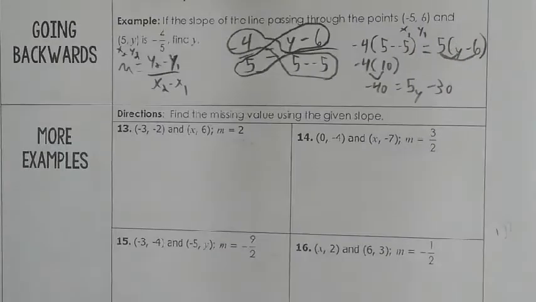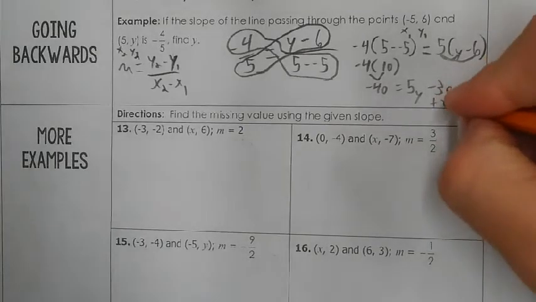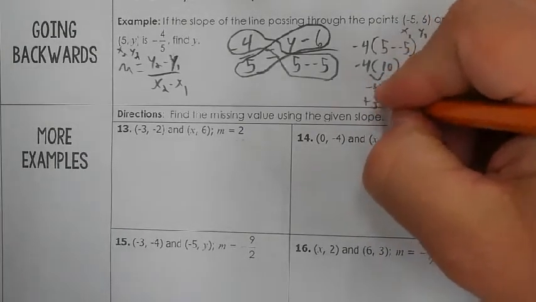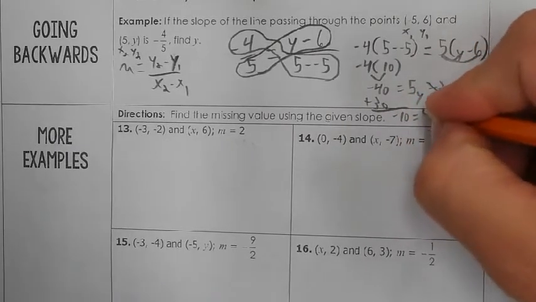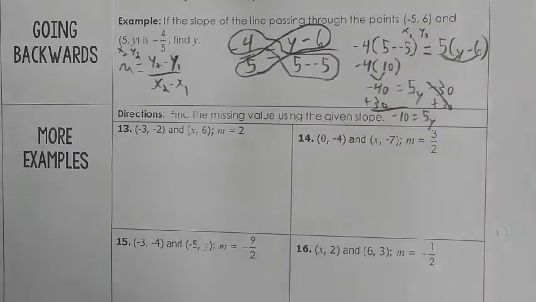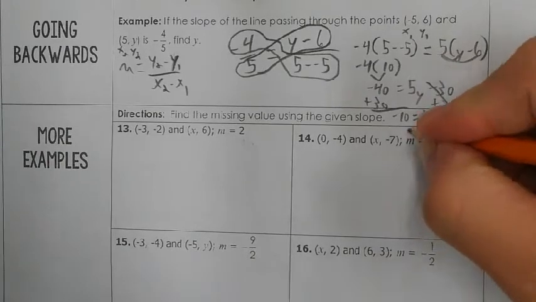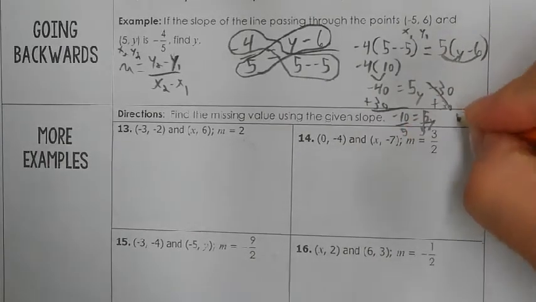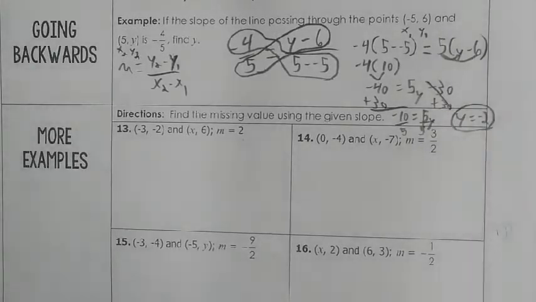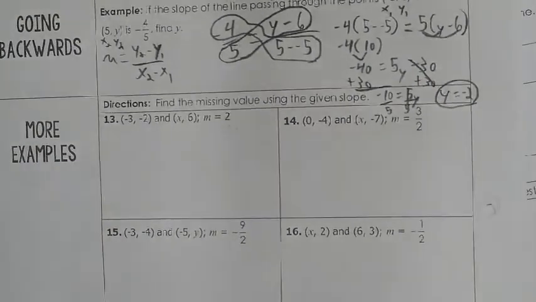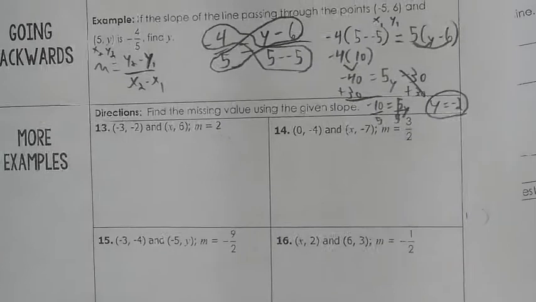So now we have a normal two-step equation. What do I got to do now? Add 30 to both sides. And that will give you negative 10 equals 5y. Divide by 5. You get y equals negative 2. So these require a good bit more work. Still not that hard. It just requires some more work.